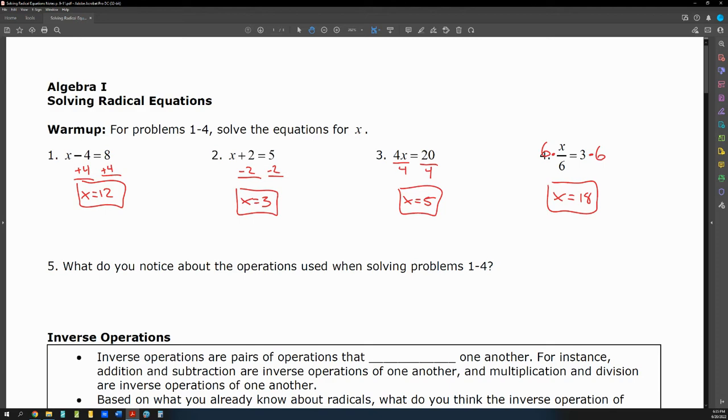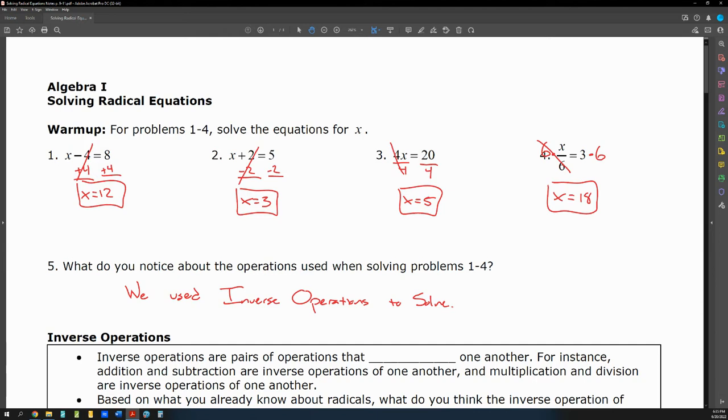One thing I noticed is that for each of these, we use the inverse operations in order to solve. So in number 1, if we're subtracting from x, we add to both sides and it cancels out and we're just left with x. Number 2, when we're adding, we subtract from both sides and that cancels out. Also, number 3, dividing cancels out with multiplication. And number 4, multiplication cancels out with division. So we notice that we used inverse operations to solve.